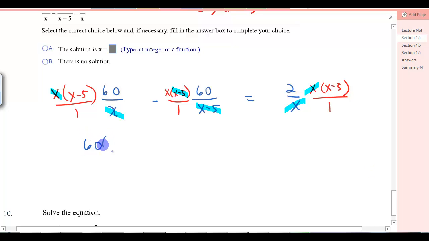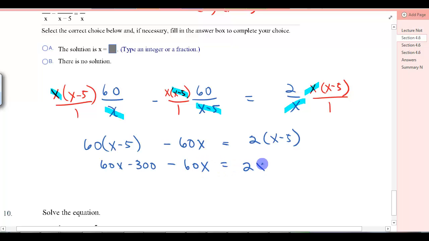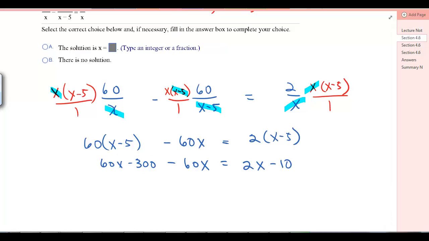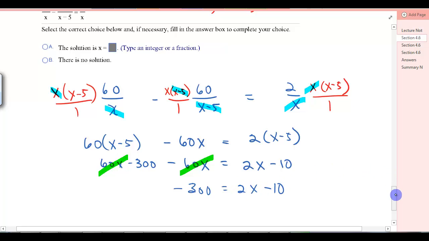We've got 60 times x -5 minus 60x equals 2 times x -5. We want to do that distributing. We've got a plain old equation now. 60x minus 300 minus 60x equals 2x minus 10. Now we should notice that that 60x and that 60x canceled out. So we've got minus 300 equals 2x minus 10.